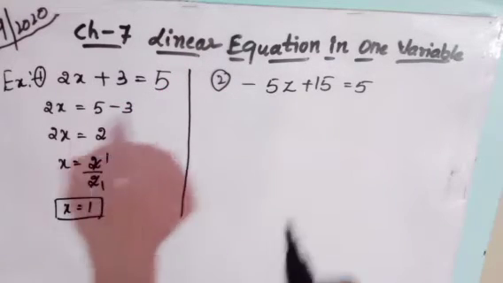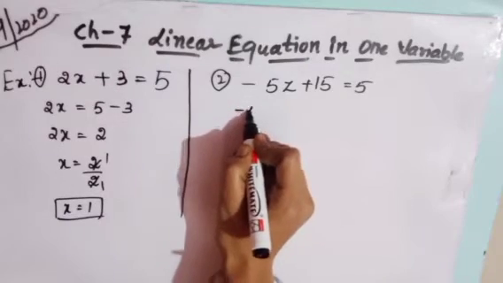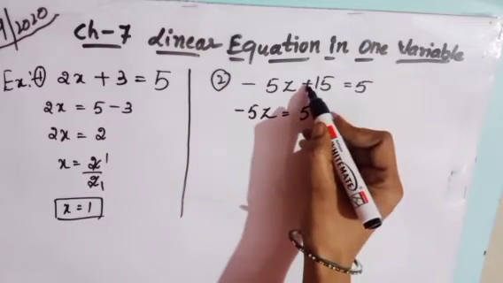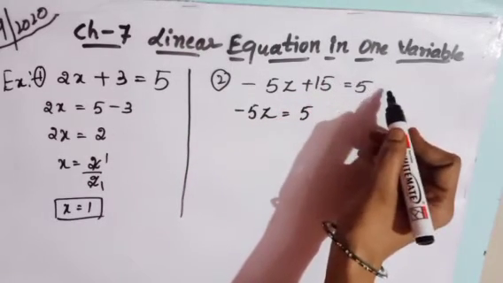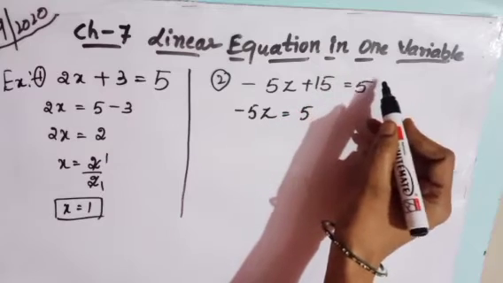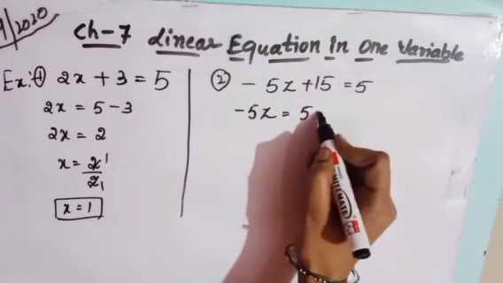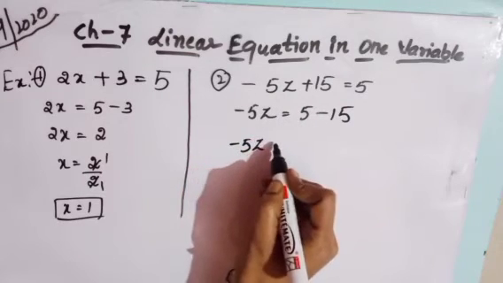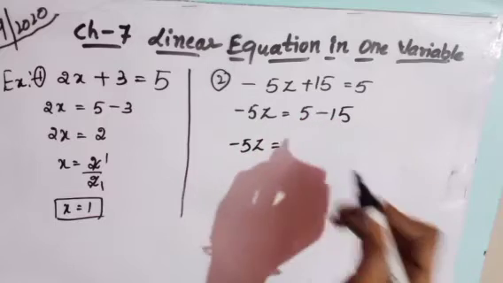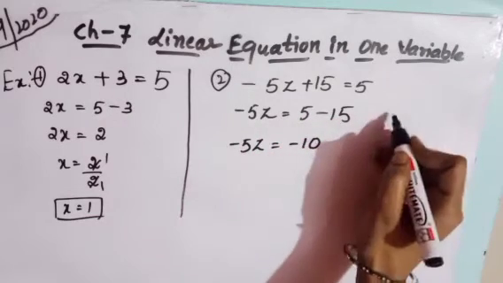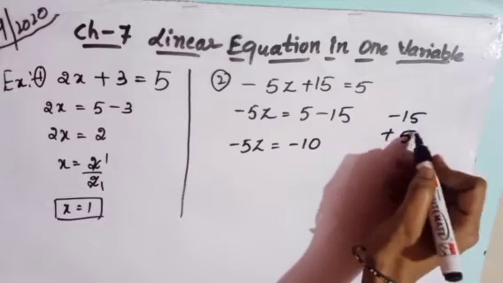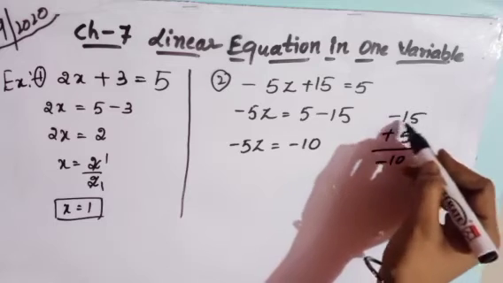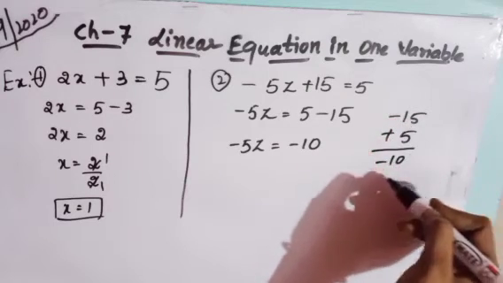Next, second example: write minus 5z as it is, equals 5. Let us transpose this plus 15 from the left side to the right side. When we are transposing to the right side, the sign changes to minus 15. Next, minus 5z equals 5 minus 15, which is minus 10. When we add these two numbers, minus 15 plus 5, the result is minus 10.